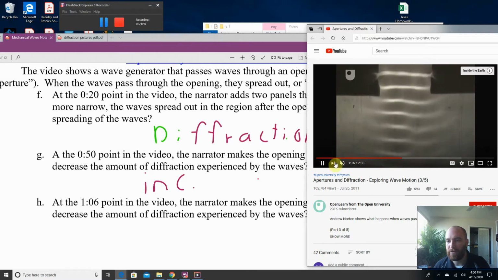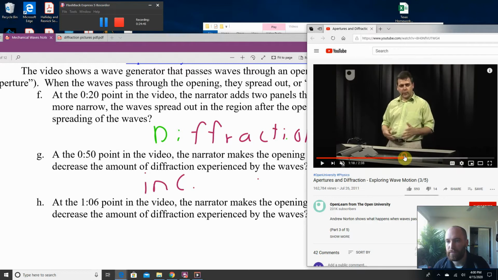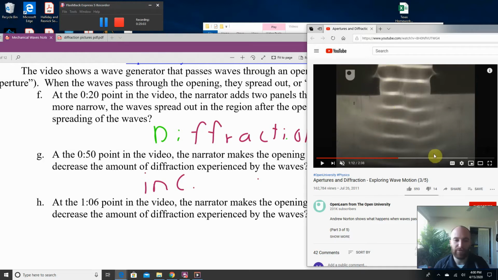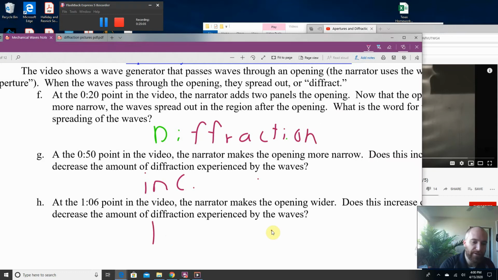So what you should notice is, if we pause it, like here, I think we have a lot less bending. See how we have this sort of wide column over here where the waves are mostly flat? That's not quite diffraction because it's bending, but see how little it bends? It's just this tiny region of space where the wave bent around. So hopefully what we're looking for is that there is less diffraction as the opening gets wider.